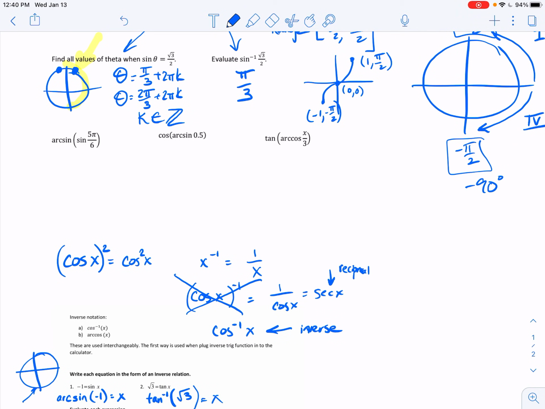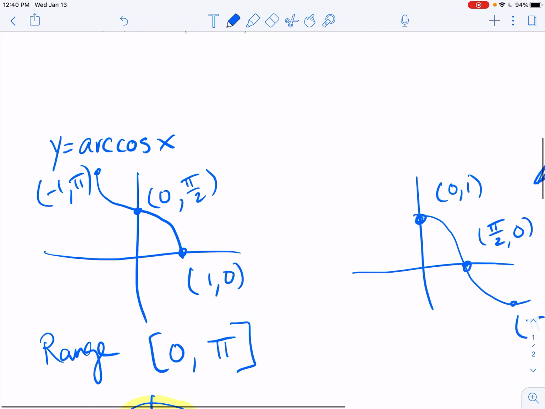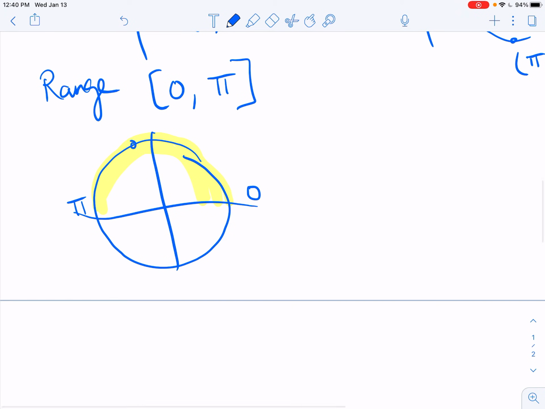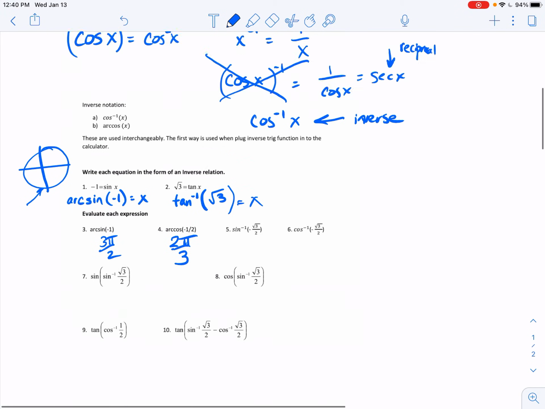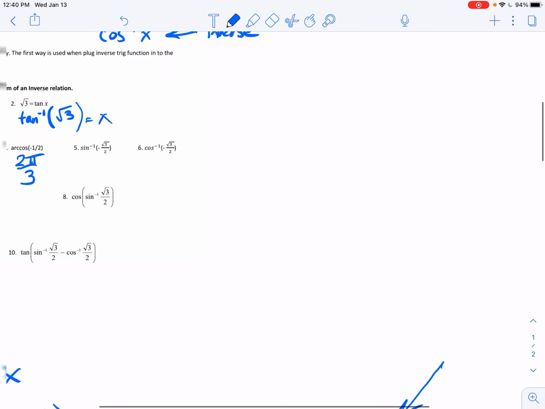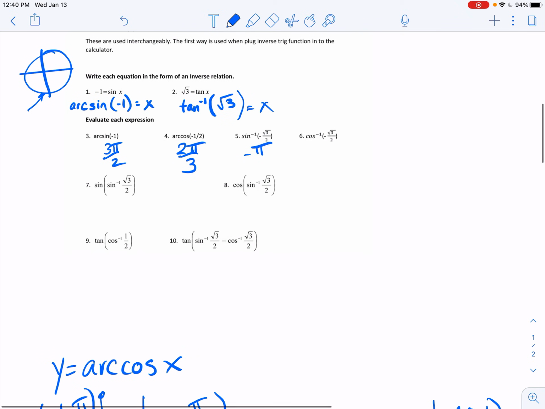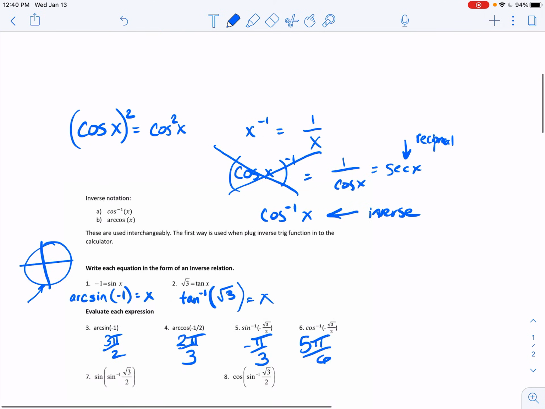Okay, so on this one, let's look at hers. I liked this. So arccosine of negative 1/2, well, that means I have to live in this area here. Arccosine of negative 1/2, that's going to be here. That's going to be 2 pi over 3. Okay, arcsine of negative root 3 over 2, that's over here. Negative root 3 over 2 is this one. And so that's negative pi over 3. Okay, arccosine of negative root 3 over 2, this is going to be, I lied, 5 pi over 6.